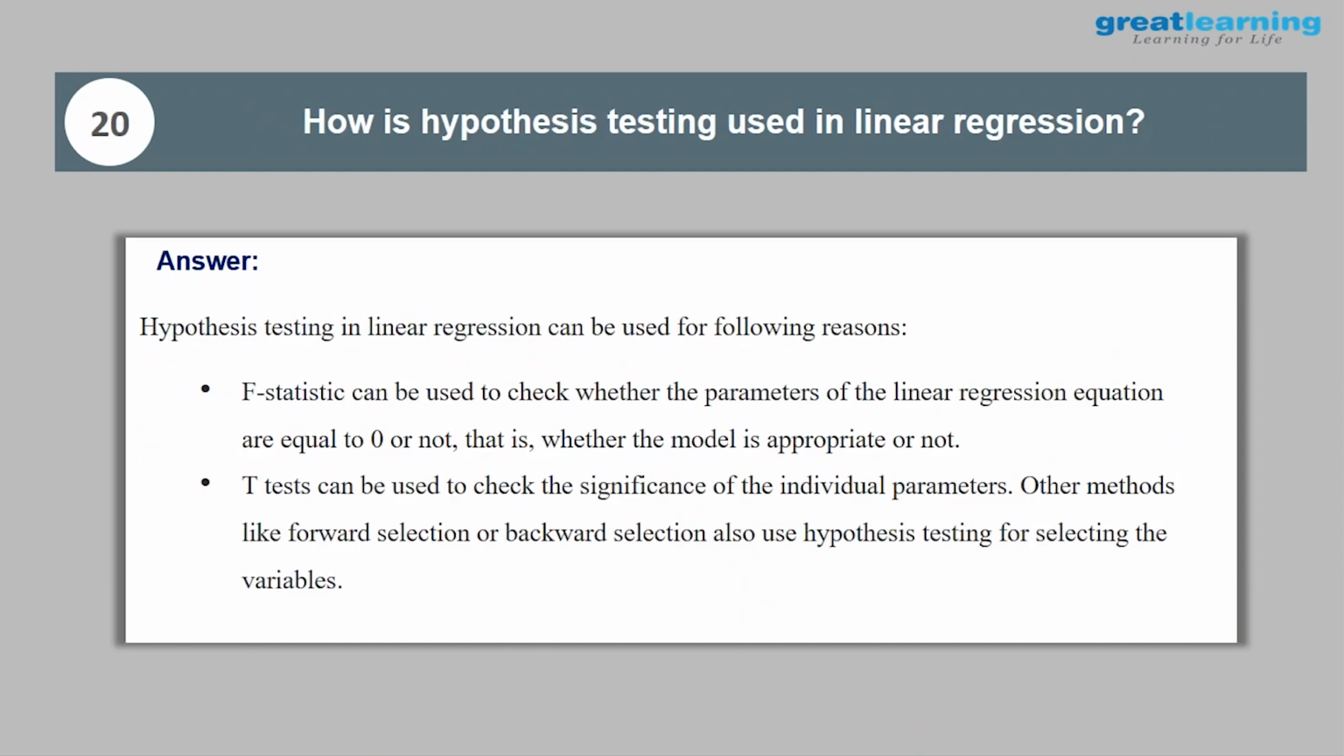Now let's have a look at how hypothesis testing is used in linear regression. Hypothesis testing in linear regression can be used for the following reasons. The F-statistic can be used to check whether the parameters of the linear regression equation are equal to 0 or not, that is, whether the model is appropriate or not. A t-test can be used to check the significance of the individual parameters. Other methods like forward selection or backward selection also use hypothesis testing for selecting the variables. So this is how hypothesis testing is used in linear regression.